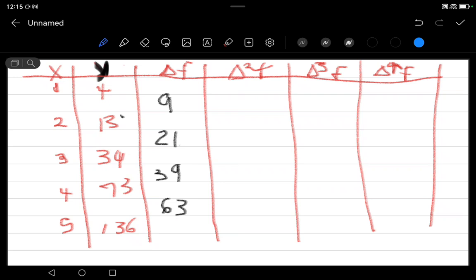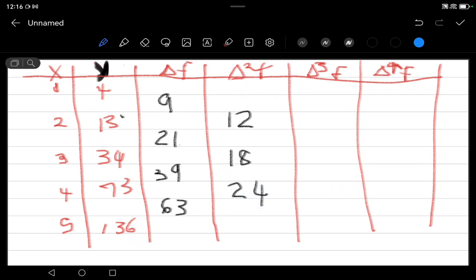Yes, we are. Okay. And then now when it comes to the second change in f squared, we're going to continue again doing the same. So it's going to be 21 minus 9. 21 minus 9 is going to be 12, okay? And then 39 minus 21 is going to be 18. So all the time we skip a line. Remember, we want our table to form a pyramid, okay? And then now 63 minus 39 is going to be 24, okay?